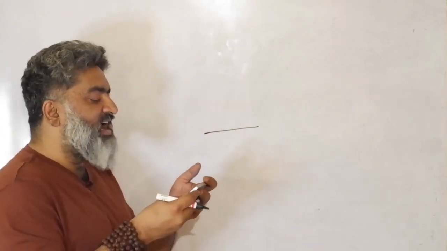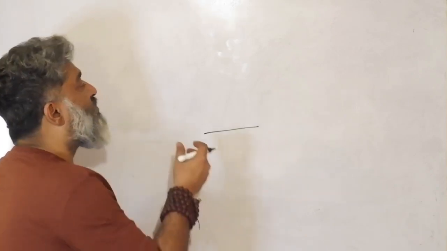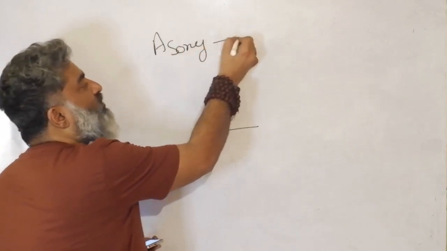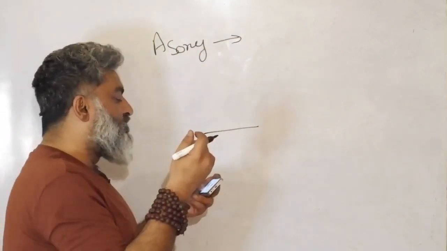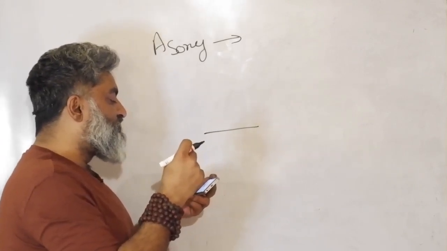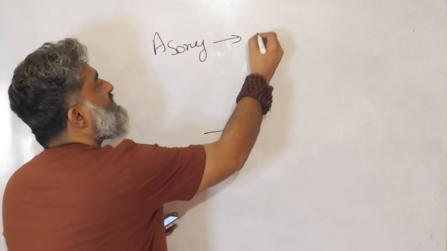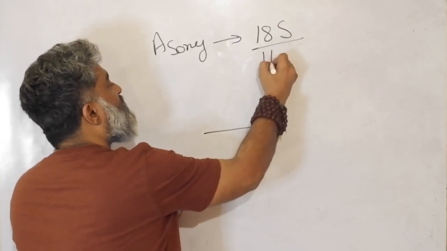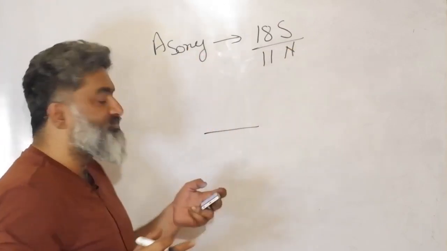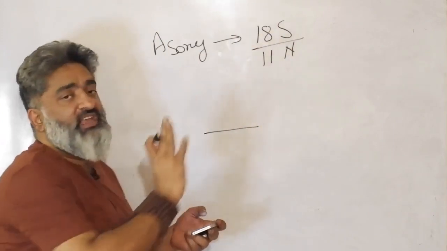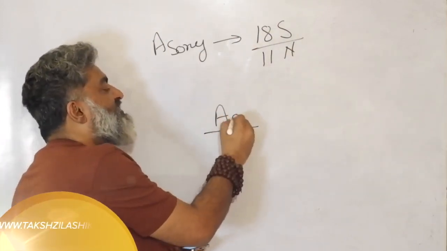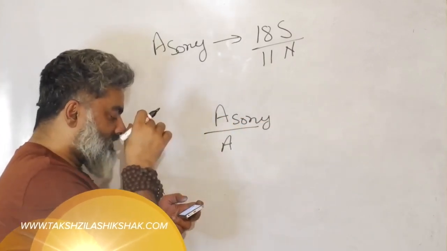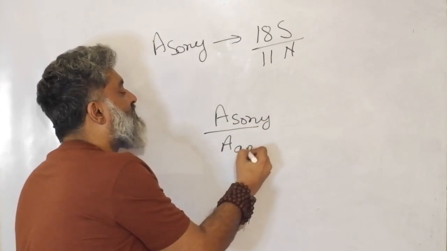The average price at which Sony sells its laptops. That means I want to find the average price of Sony, right? How do I find the average price? That I just figured out. Sony is the fourth one. 1, 2, 3, 4. 18% of S, and 1, 2, 3, 4, 11% of N. This is Sony's price. Just keep it on the side, don't worry about it. That means we are looking at the average price of Sony, and what is the comparison? Apple. Average price of Apple.